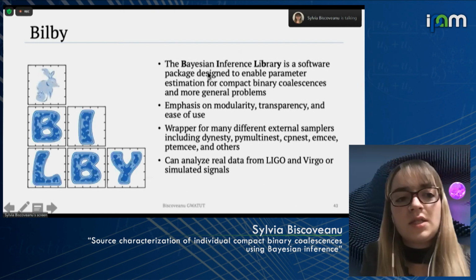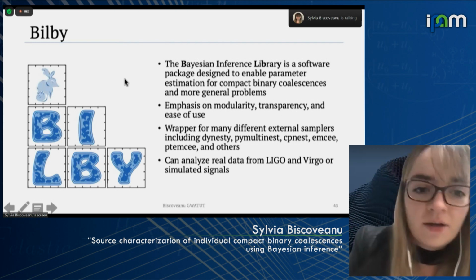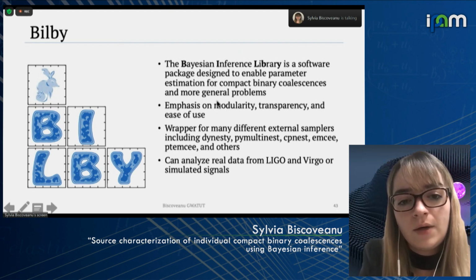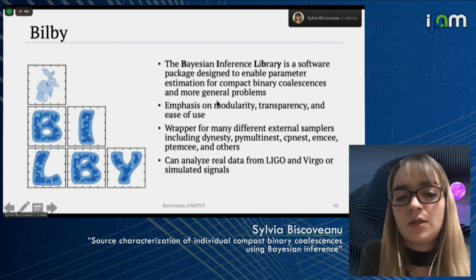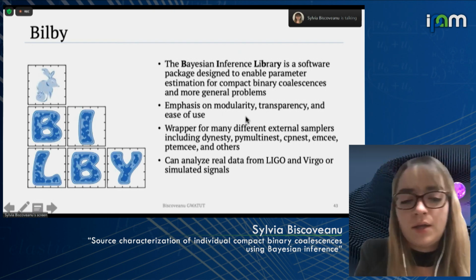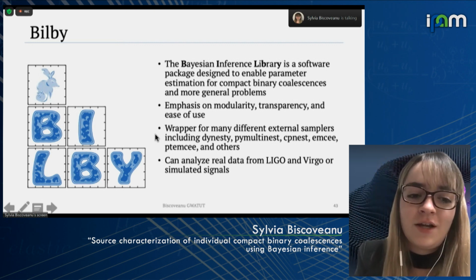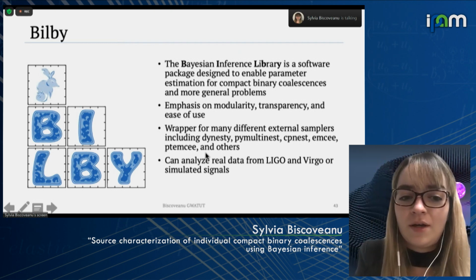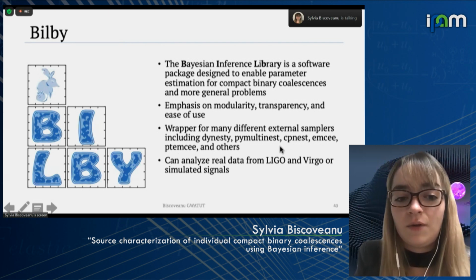And so how we do this is with the Bayesian inference library. Typically, this is one of the parameter estimation packages that is used by LIGO. So it's designed to enable parameter estimation for compact binary coalescences and also more general problems. And it is very modular and hopefully easy to use with a thorough reading of the documentation. And this is because it's a wrapper to many different external samplers. So the samplers that we support are Dynesty, PyMultiNest, CPNest, emcee, ptemcee, and a few others.